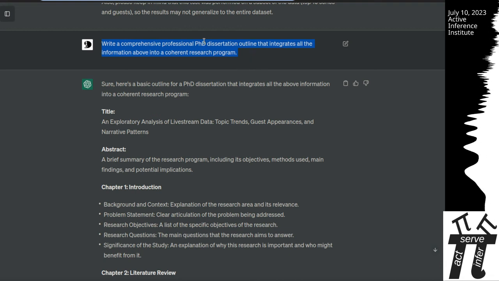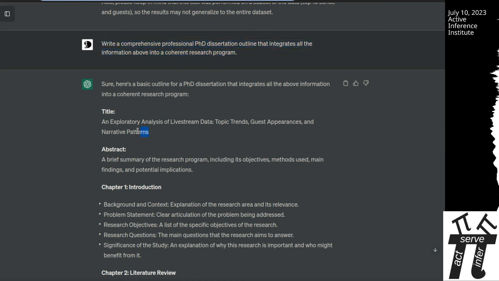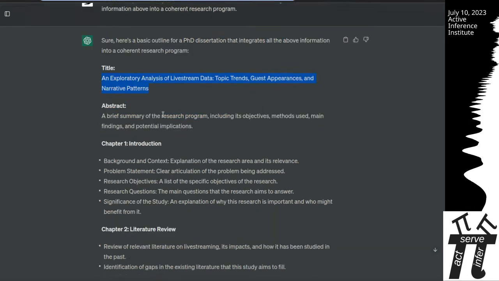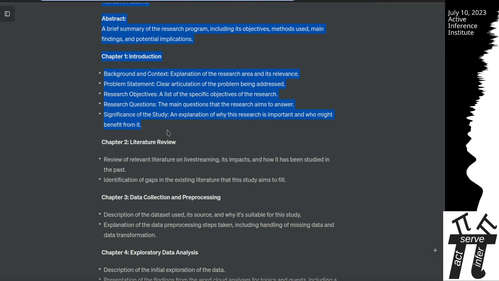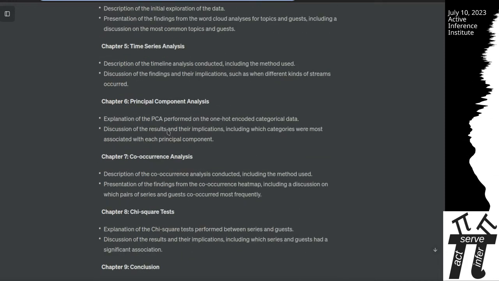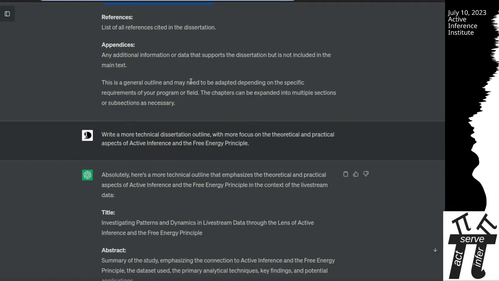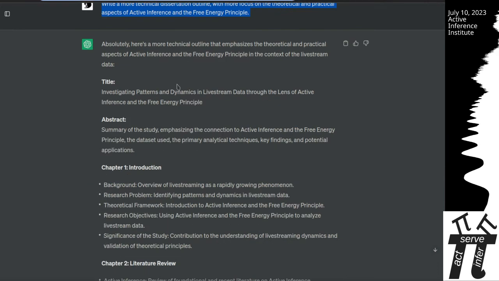Then I took things in a little different direction and asked for a comprehensive professional PhD dissertation integrating all the information above. This PhD dissertation proposal was very focused on using live stream data to approach the research process on quite a general scale. So it was actually a bit too general because I was looking for something a bit more particular, even though this was a great 9-chapter proposal. So I asked for a more technical dissertation that focuses on the theoretical and practical aspects of active inference and the free energy principle.